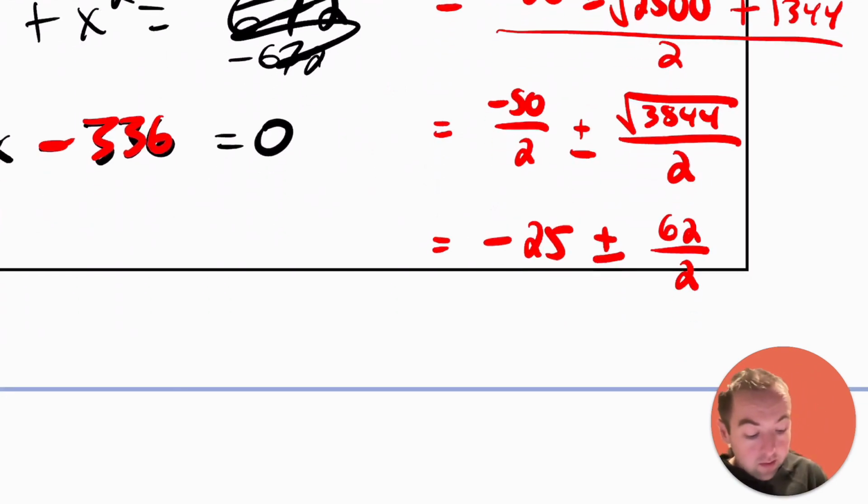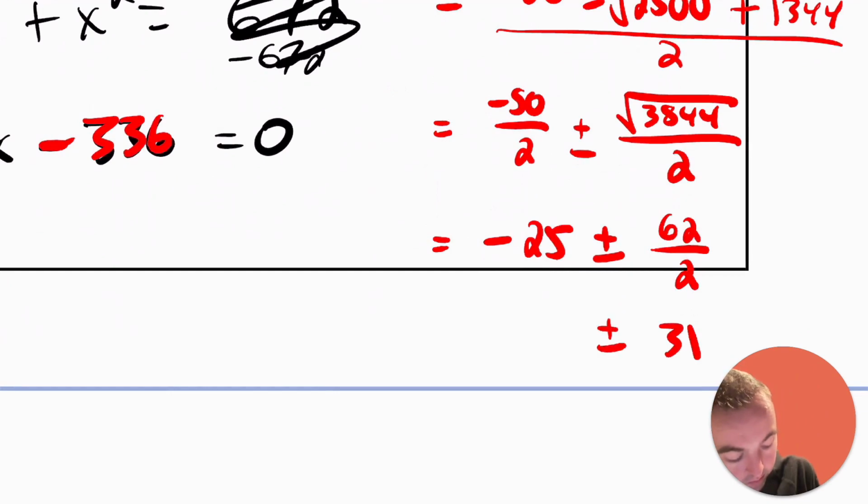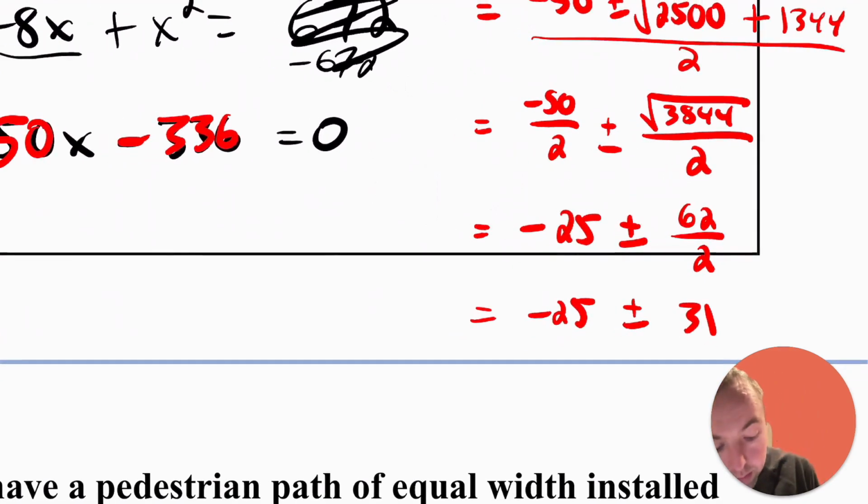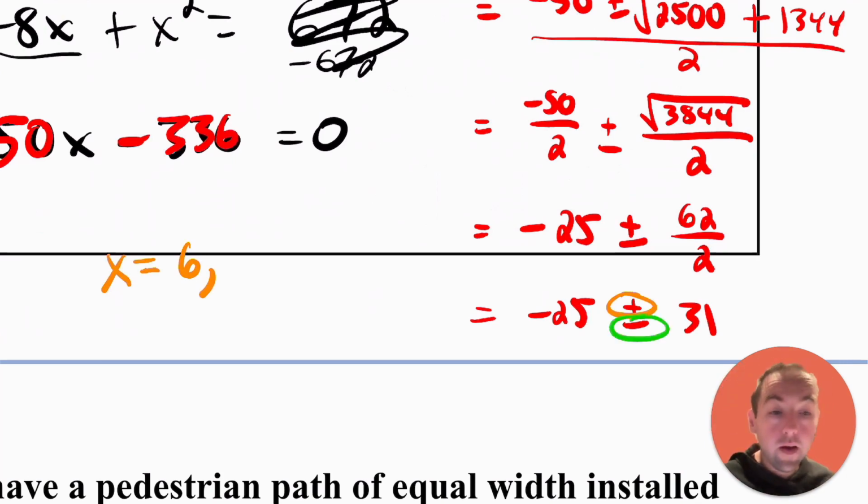So actually, since the 62 is over 2 and it's divisible by 2, it's just a whole number, which is 31. So we end up with negative 25 plus or minus 31. So you get a couple of nice integers, right? Negative 25 plus 31 gives you an answer of 6, and negative 25 minus 31 gives you an answer of negative 56.